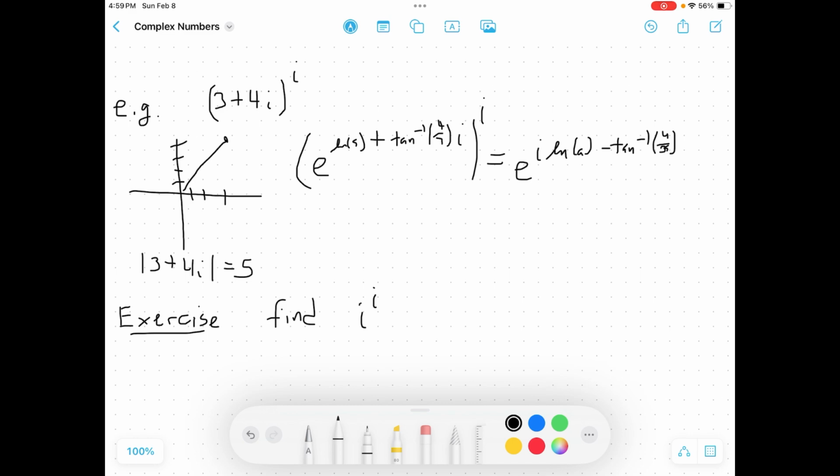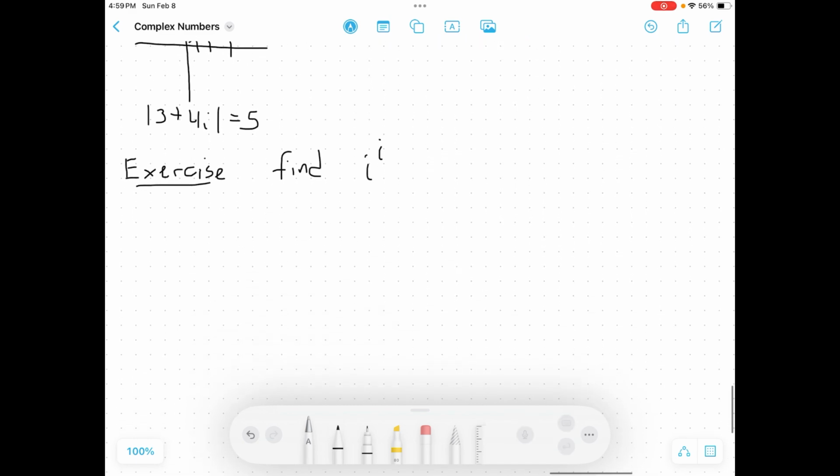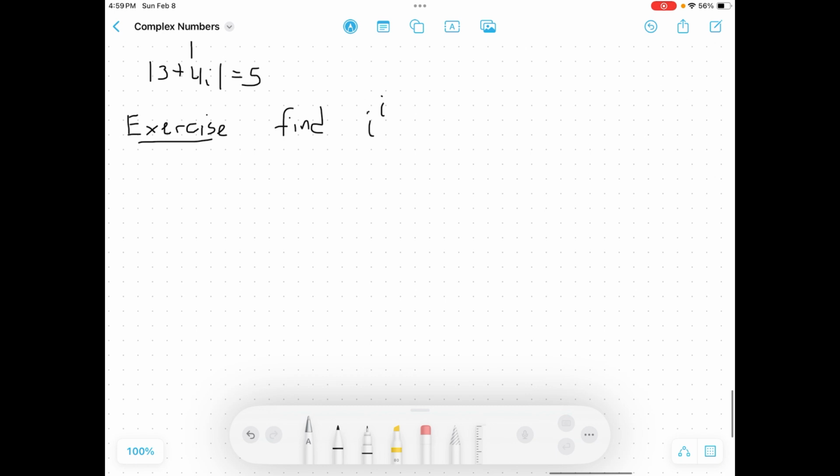For your exercise, try this out with a very simple looking expression, except a very scary looking expression once you think a little bit more about it, but hopefully post video less scary. See if you can find what i to the i should be.